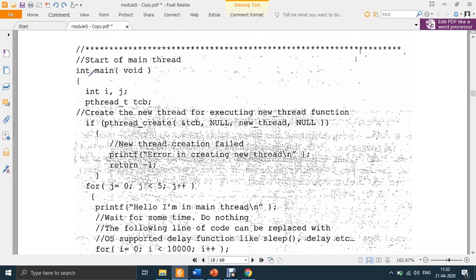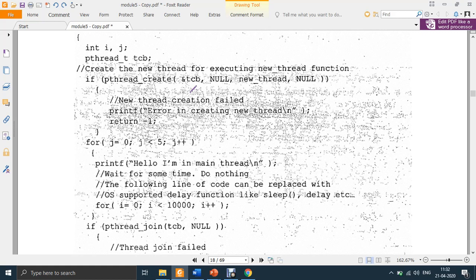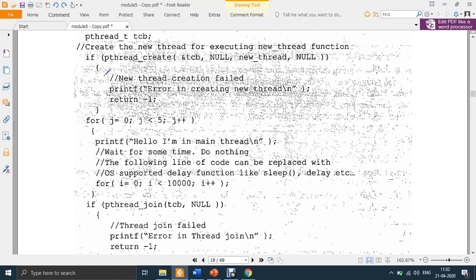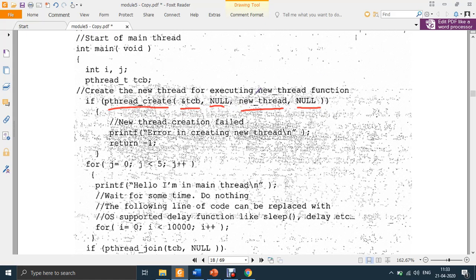Next we'll come to the main thread. It has created a TCB. What is a TCB? Task control block, because each thread should have a TCB, which will have all the information regarding it. Now we'll create a pthread_create. We'll try to create a pthread, and what is the name of the thread? TCB. Okay, so you are passing NULL, new thread, NULL. What do you mean by this?